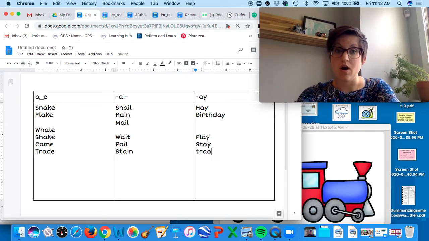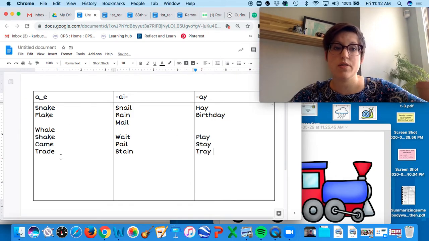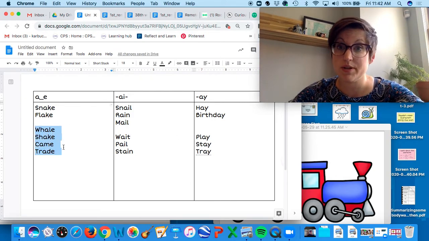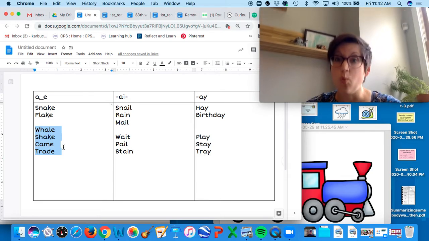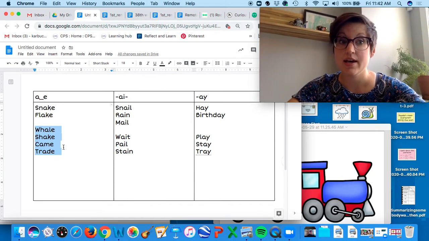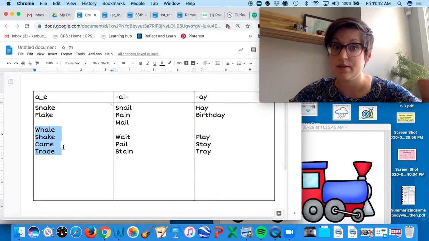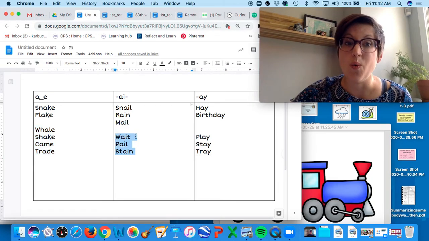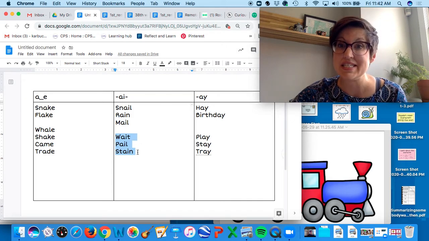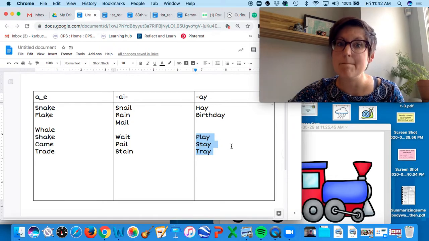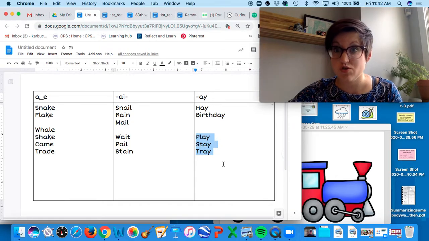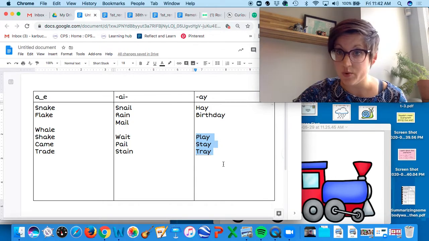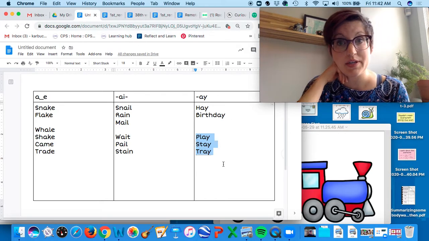So let's read all of these words together, starting with our A silent E. I want you to read them out loud as we go through. Ready? Whale, shake, came, trade. Then for our AI spelling words, let's read them together. Wait, pail, stain. And then let's read our three AY words. Play, stay, tray. So these are the 10 words that you're going to work on, and throughout the week, we're going to continue to work on spelling and sorting long A words.